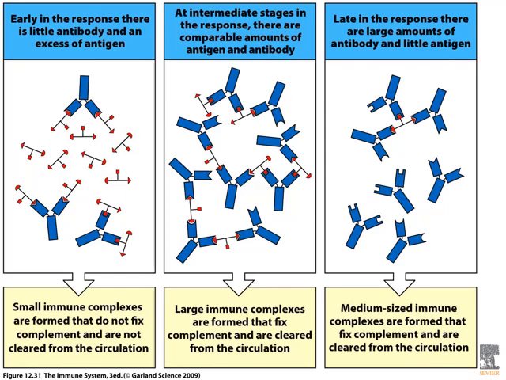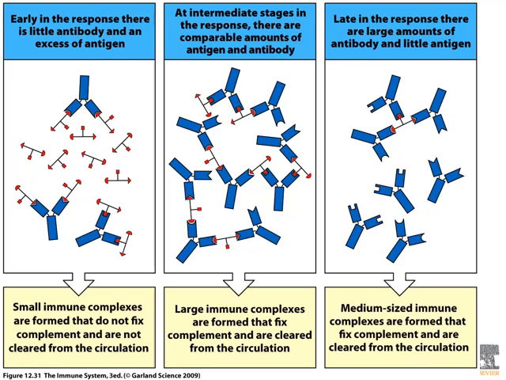But if you look at the second one, which is the intermediate stage, where the complexes are large, and they fix complement, and they are cleared from circulation. And then again, medium-sized complexes are formed, and they are also cleared from circulation. But you can see from here that if you don't make good enough antibodies, you fight an antigen, but these would not be removed from your circulation.